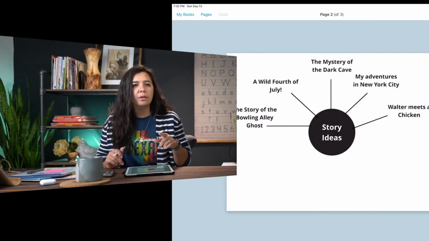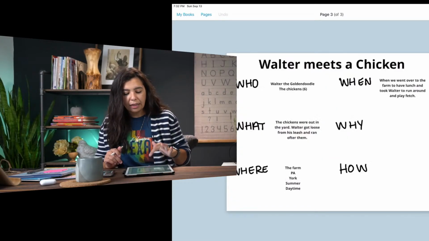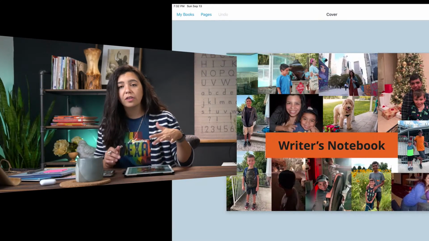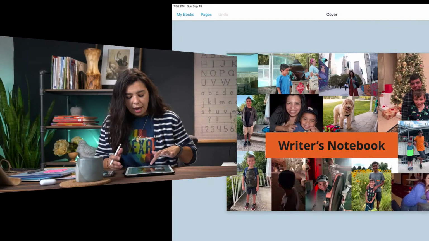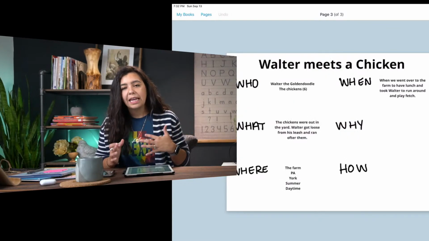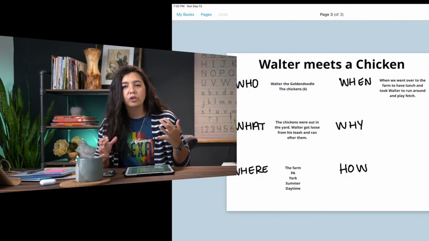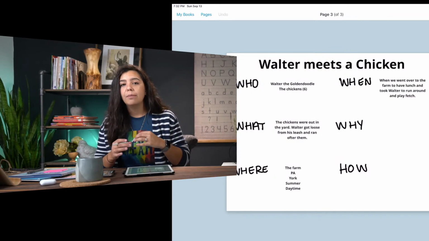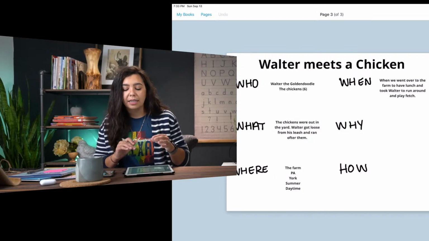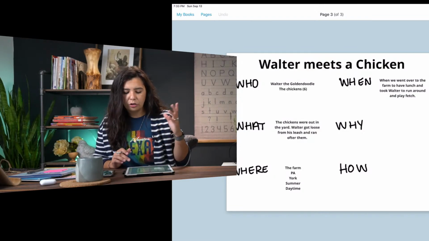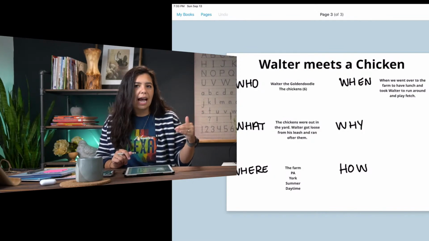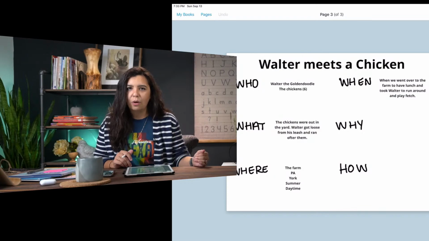So all I do is we created a little Book Creator for our stories, our writer's notebook, so that the kids would always be able to have it. And so they already started picking out their story and kind of brainstorming what their story was about. So tomorrow they're going to start writing, but we're going to talk about show versus tell sentences. So as I start to write the story of Walter Meets a Chicken, it was their idea, not mine. It was a time when Walter started chasing a chicken while we were at the farm.